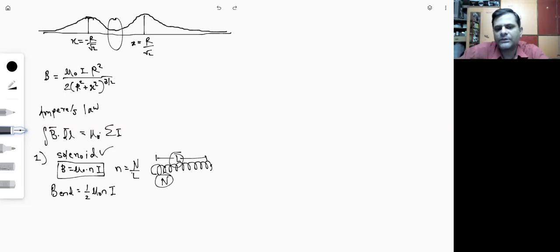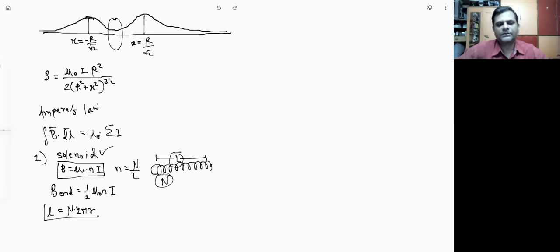Now remember one thing properly: the wire from which this solenoid is made has a length. If we call that length small l, suppose, then small l will actually be equal to n times 2 pi r, where r is the radius of each turn. So this 2 pi r is the circumference of each turn, which is multiplied with n to get the total length of the wire which this solenoid is made up of. So the length of the wire of which this solenoid is made, we get from this formula. Remember this properly.